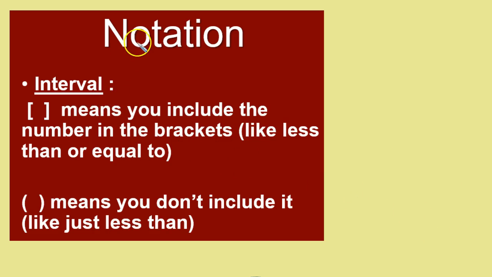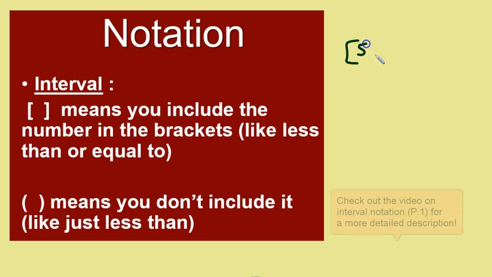So again, in interval notation, a bracket means that you include the number. It's like less than or equal to. And a parenthesis means that you don't include the number, like just less than. And you can have a bracket on one end and a parenthesis on the other end.